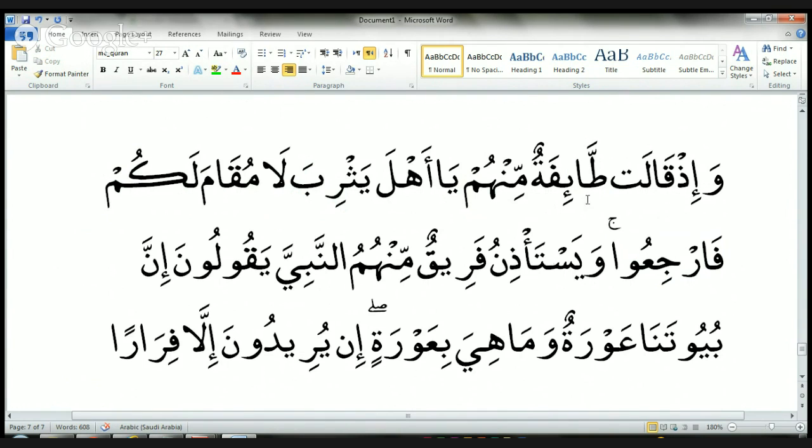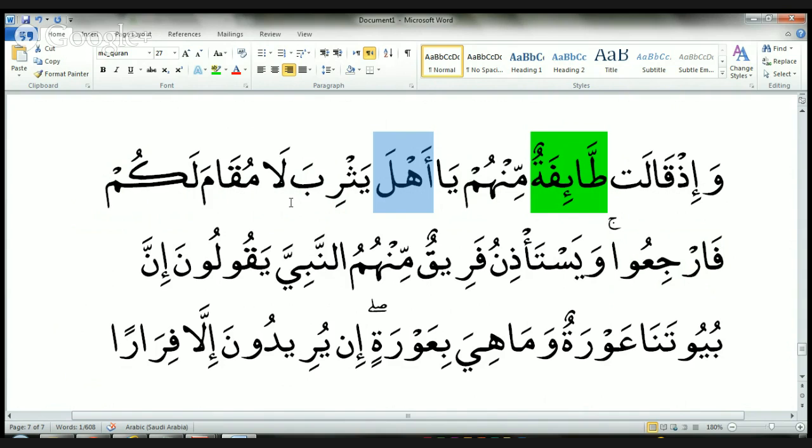وإذ قالت طائفة, anything here? Fully. Fully. يا أهل يثرب. يا أهل. Hold on, tell me first, heavy or light? Light, and it has to be light. Why? There has to be a reason. So the reason here is that, remember the word I told you?